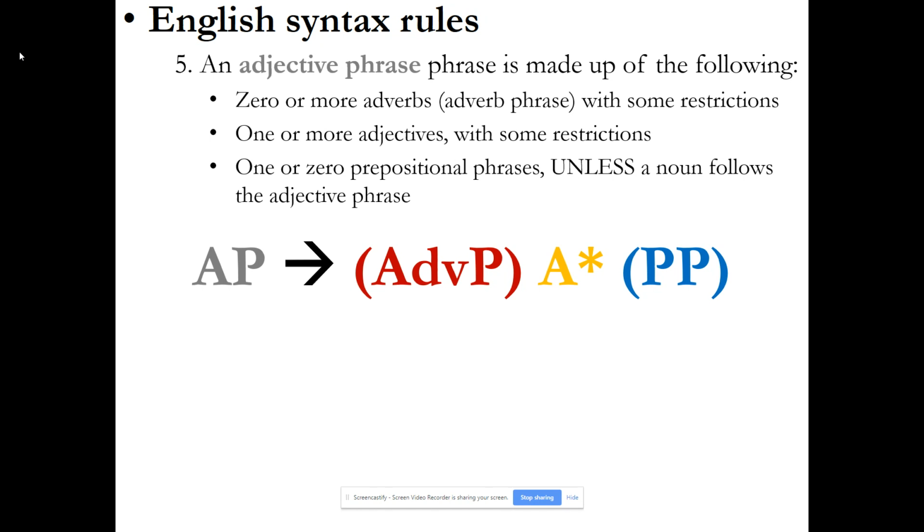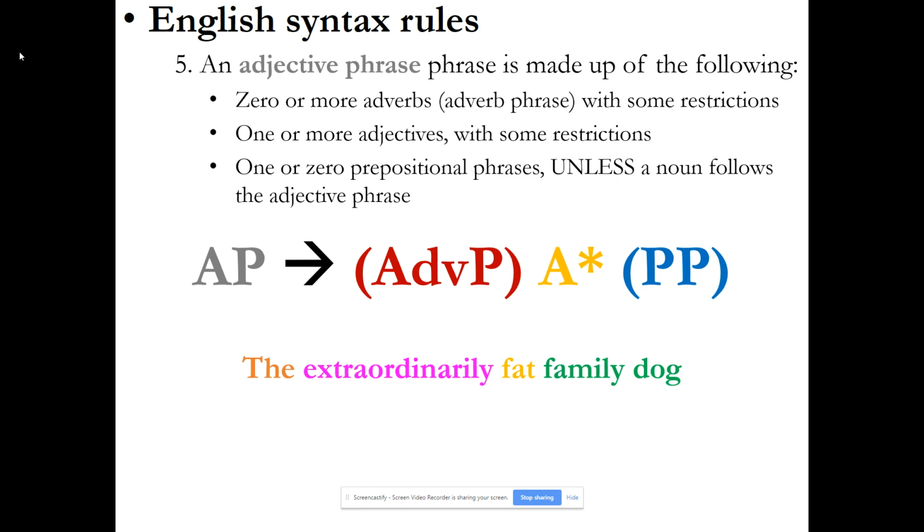An adjective phrase can be made up of an optional adverb phrase. Don't need it, though. You have to have at least one adjective, but you could also have more. And then a prepositional phrase that is also optional. Some examples: the extraordinarily fat family dog. That pink there, by the way, adverbs by themselves are pink.